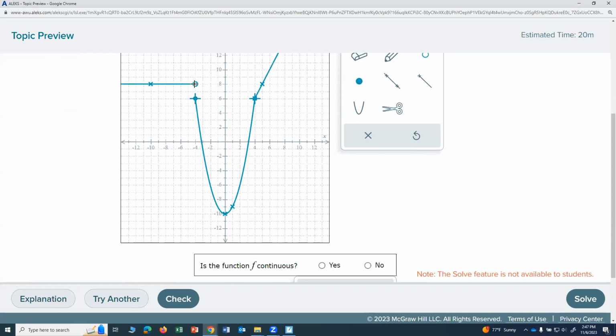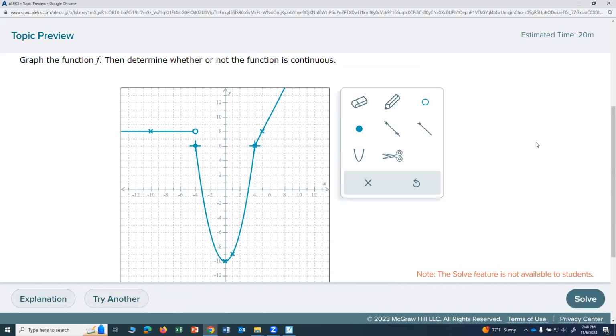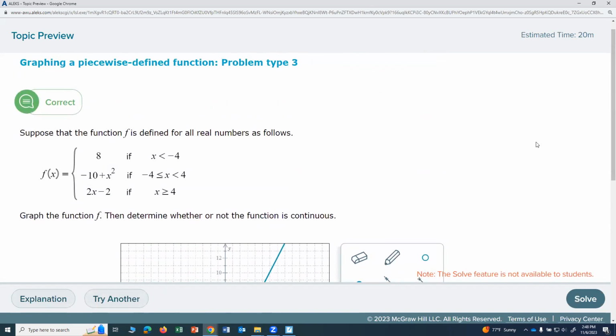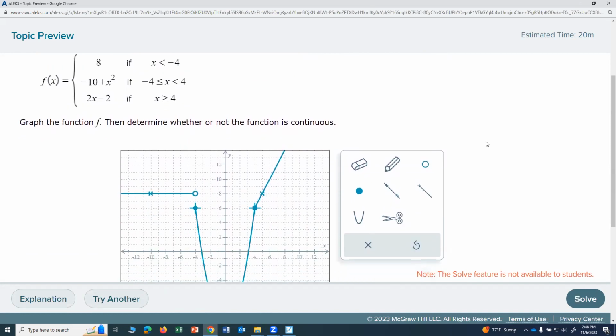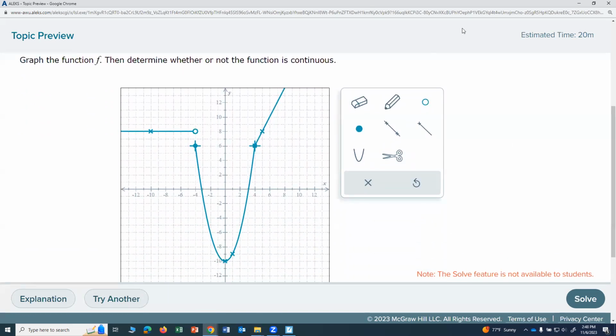Now, because of this gap here, at x equals negative 4, my function is not continuous. So I would say no, it's not continuous. So that is my graph. I'll do another example in a separate video in case you need more with this graphing tool in ALEKS.